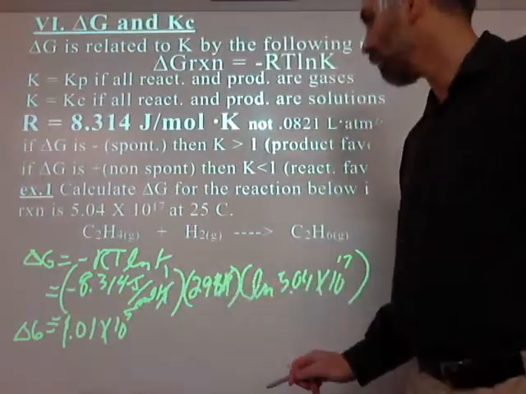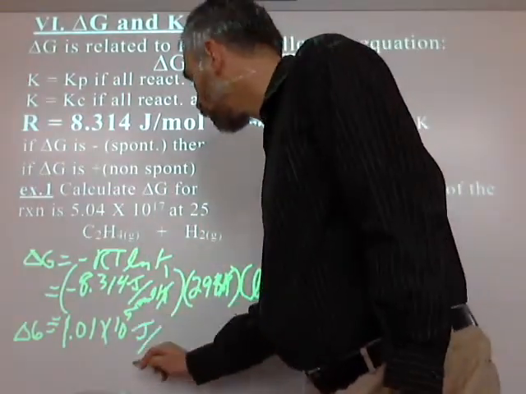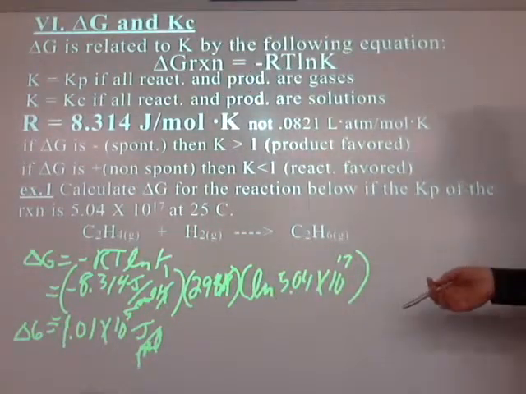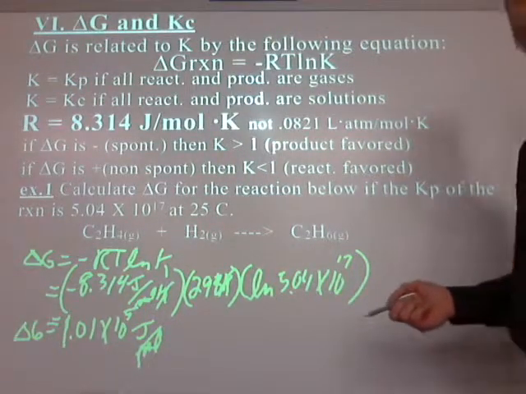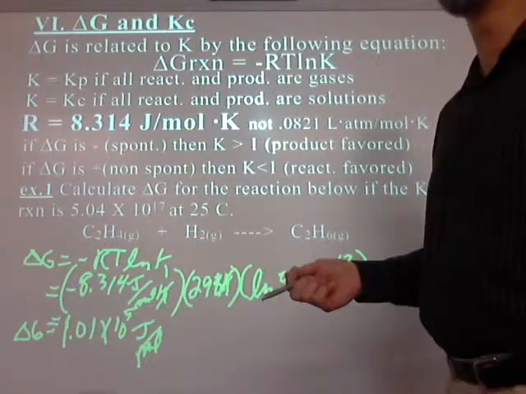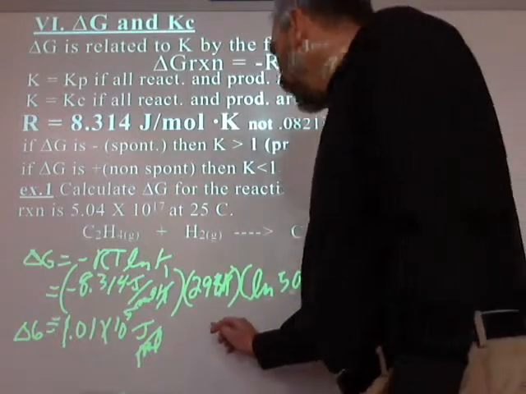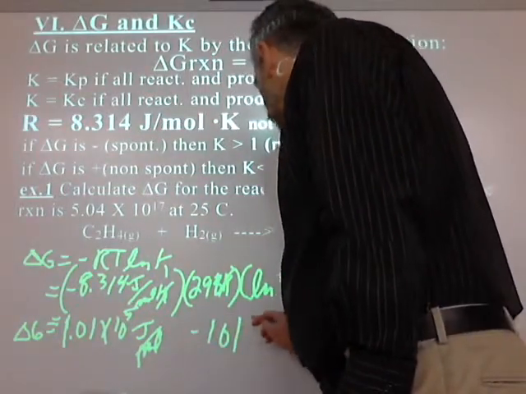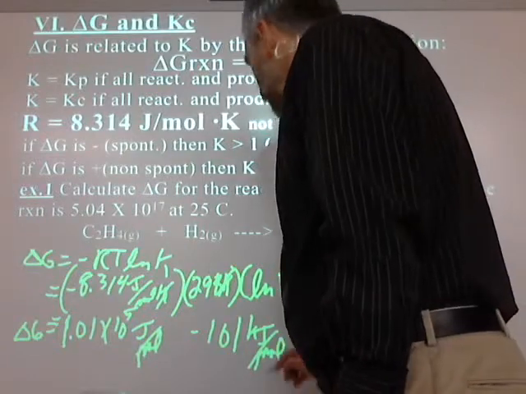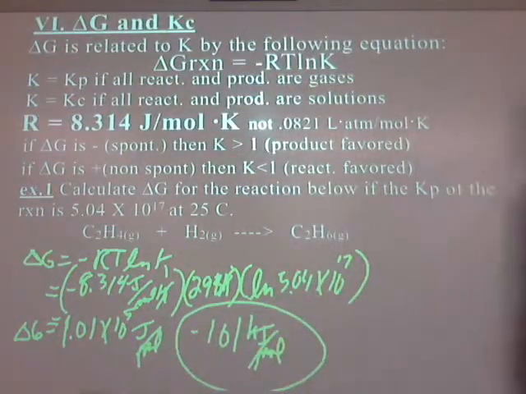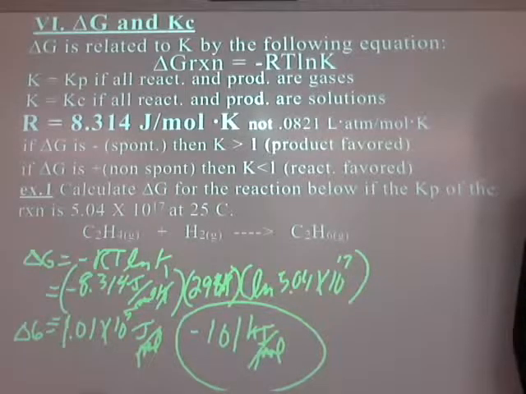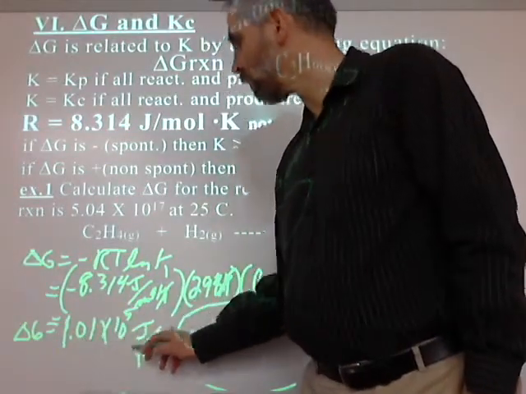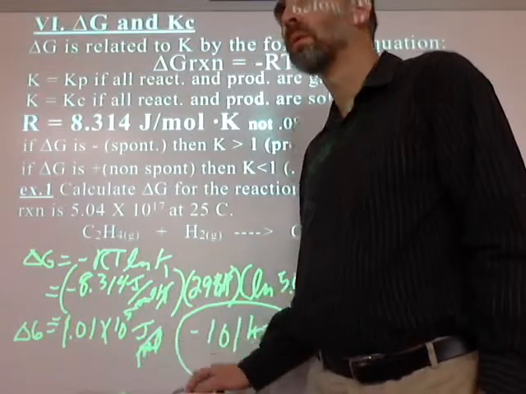Well, Kelvin cancels, right? So it comes out to be in joules per mole. If you were to look it up in the back of the book for delta G, what is delta G generally in? Delta G is usually in kilojoules per mole. So basically, that guy's going to be negative 101 kilojoules per mole as your answer. You see why? Because 1.01 times 10 to the 5th joules per mole would be 101 kilojoules per mole. So we need to move the decimal 3 places. 1, 2, 3, 4, 5.